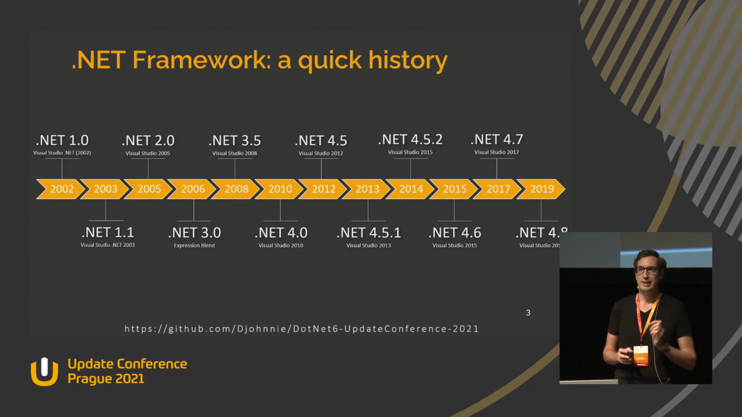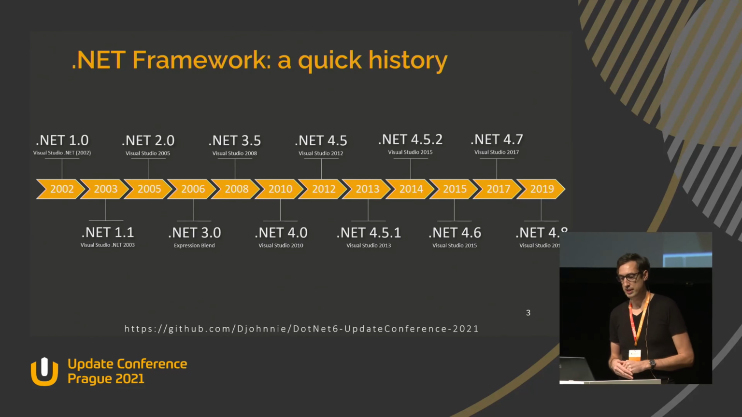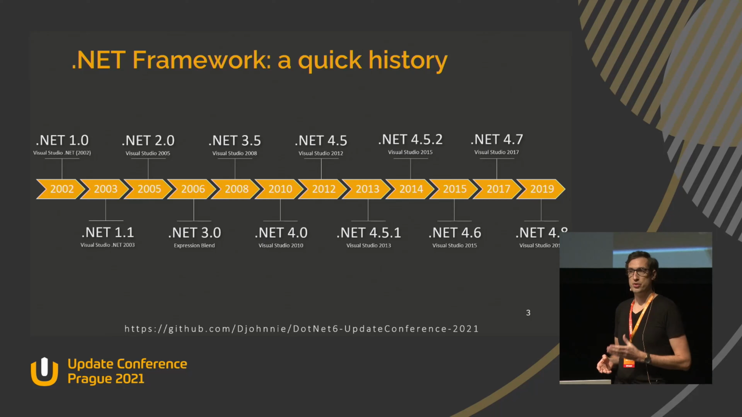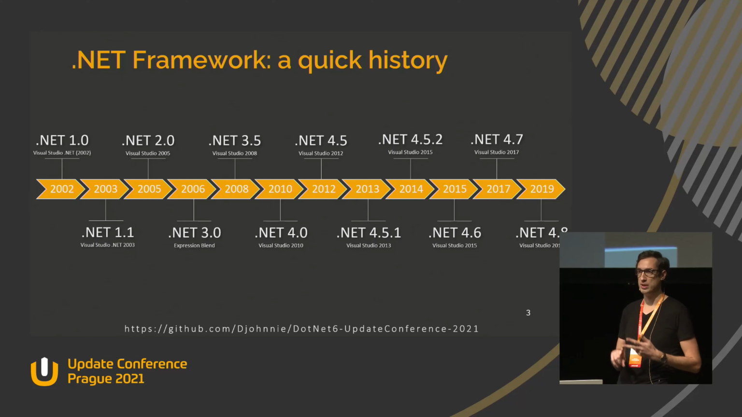So first I'm going to give you a little bit of a history on .NET. So basically in 2002, Microsoft released the .NET framework. And then today we are at .NET 6. Lots of things happened. There's actually multiple different platforms in .NET. We have the .NET framework, we had .NET Core, and today we have .NET.